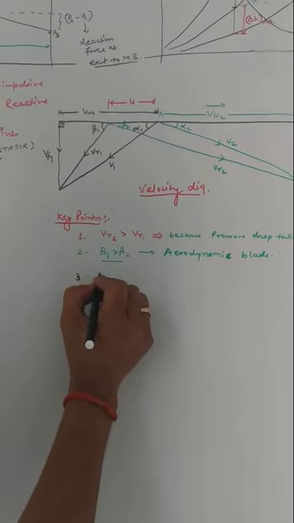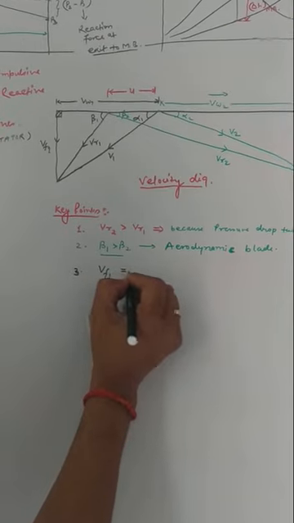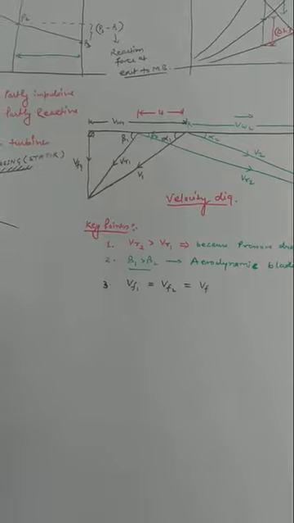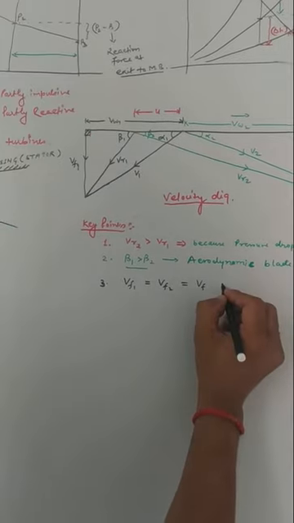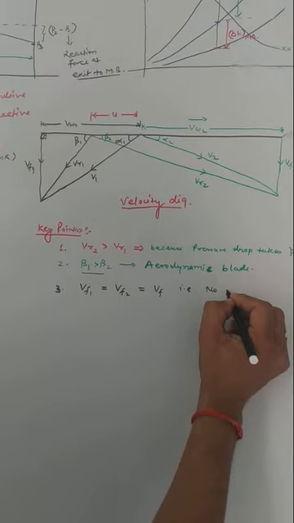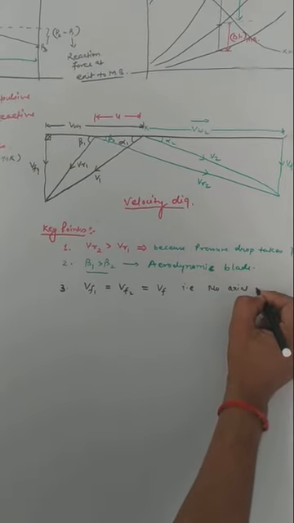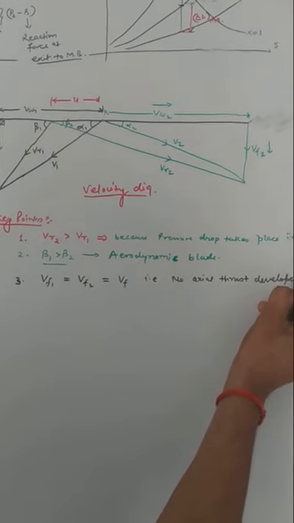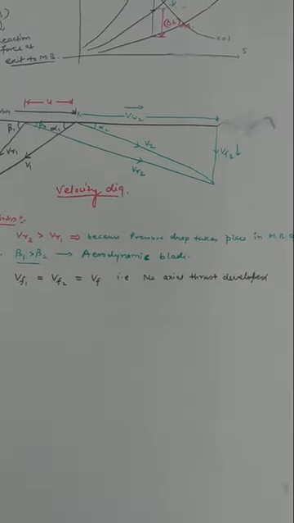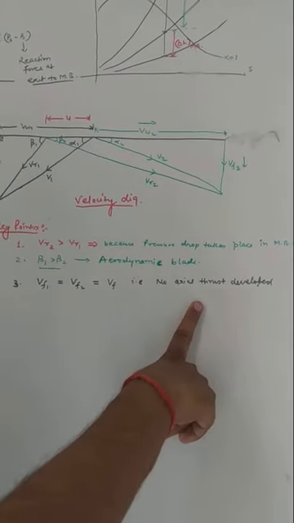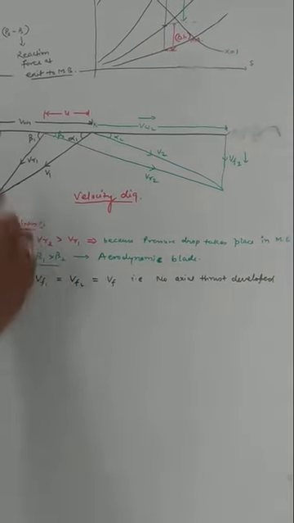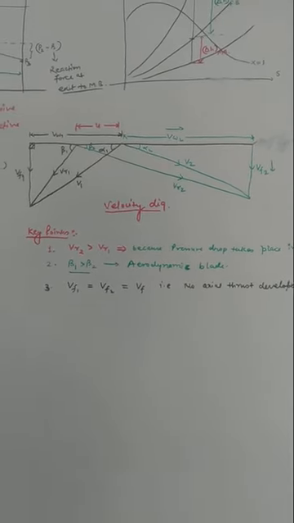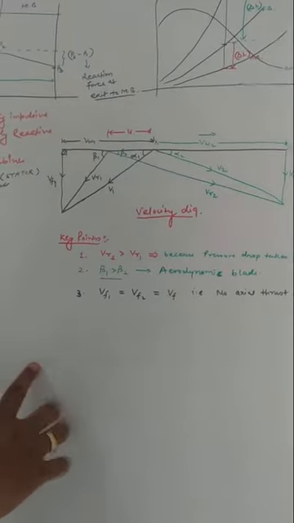here the flow velocity Vf1 is equal to Vf2, almost written as Vf. That is, no axial thrust is developed. In the reaction turbine, there is no axial thrust developed because we have considered the flow velocity to be almost constant. Okay. So these are some key points which you can remember.